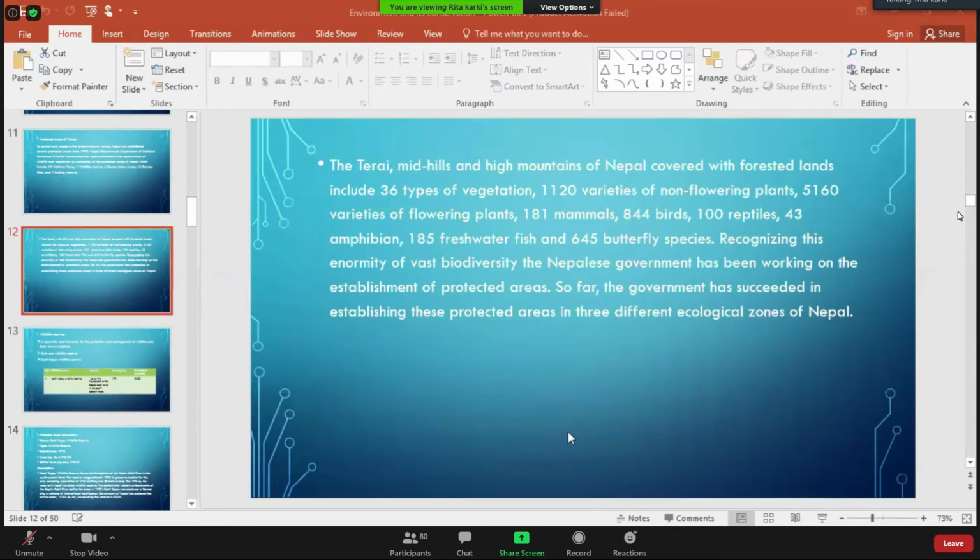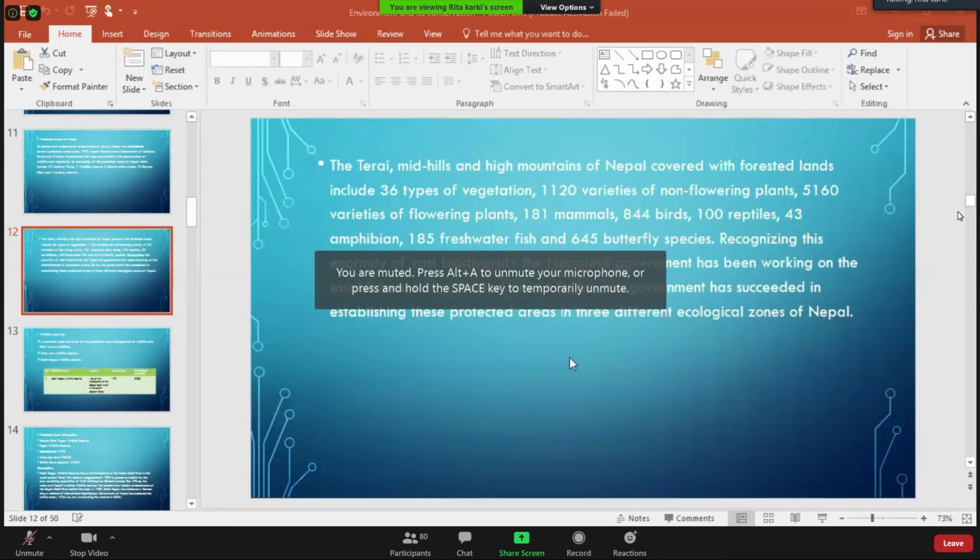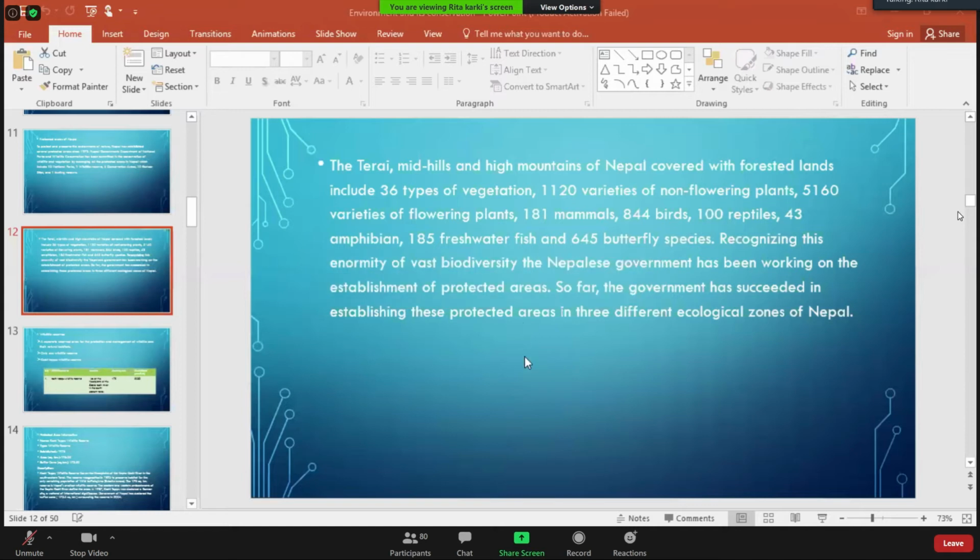So we can say Nepal is very rich in biodiversity. Nepal is very rich in plant and animal species. But these plants and animal species are gradually fading from different parts of our country. So in order to protect them in different ecological regions, a larger number of wildlife reserves, national parks, and conservation areas have been made by our country, which are regarded as the protected areas.